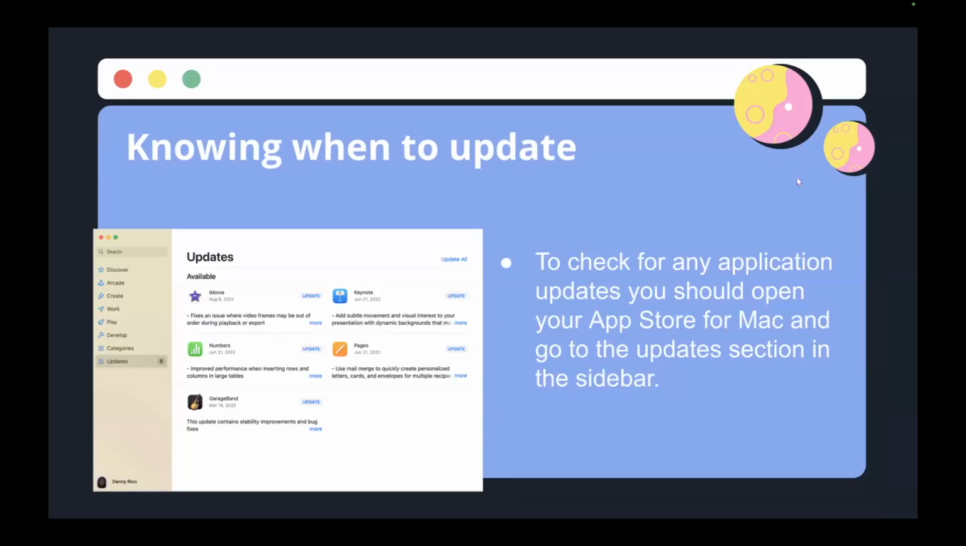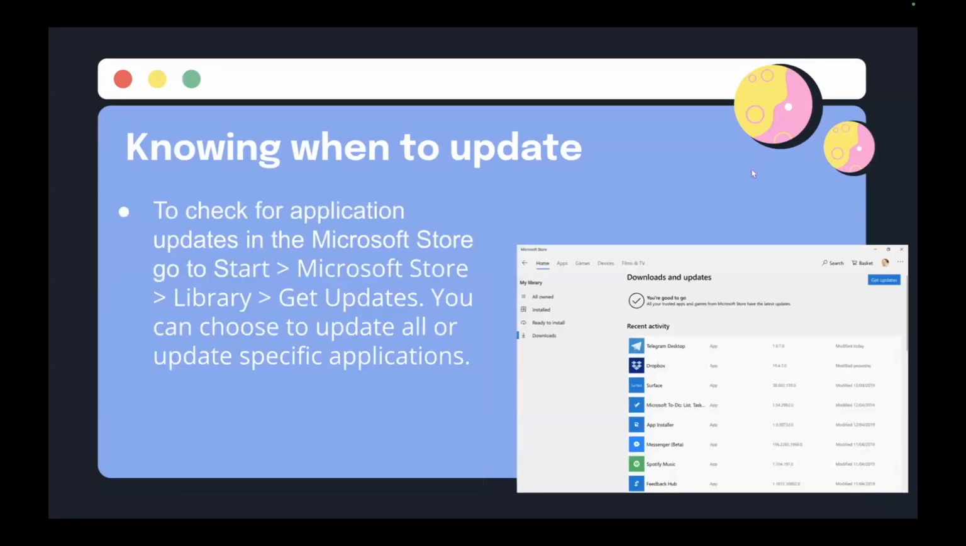And to check if any application needs individual updates, you should open your App Store for Mac and go to the Update section on the sidebar. And to check for application updates for apps downloaded through the Microsoft Store, you can go to the Start menu, navigate to the Microsoft Store app, go to the library, and then press Get Updates. You can choose to update all or only specific applications.